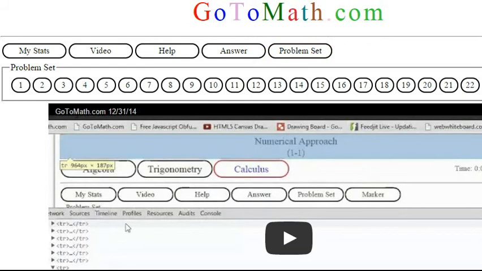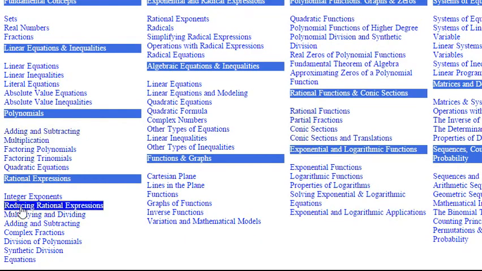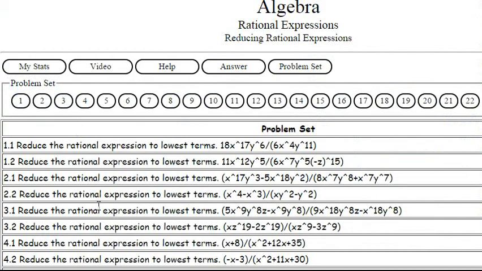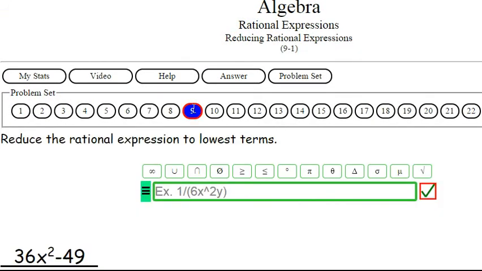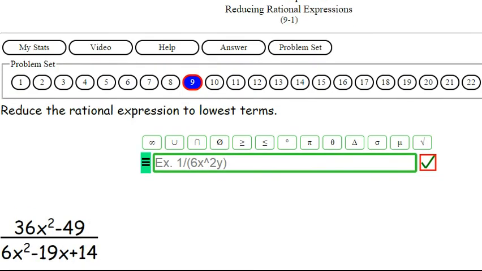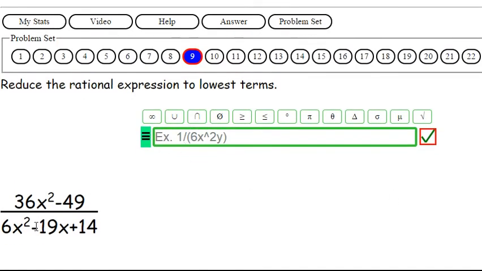Okay, we're here at GoToMath.com. Click on the algebra. Let's go down to reducing rational expressions. And you know what? We'll just click right here. 9.1. Okay.